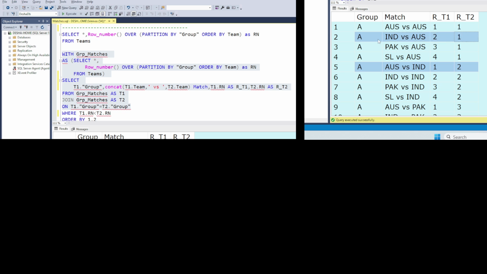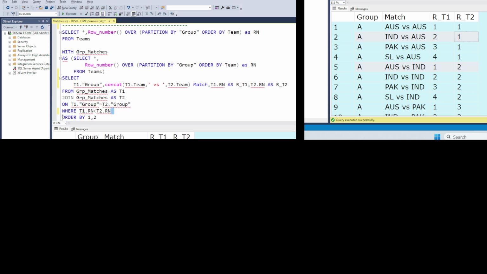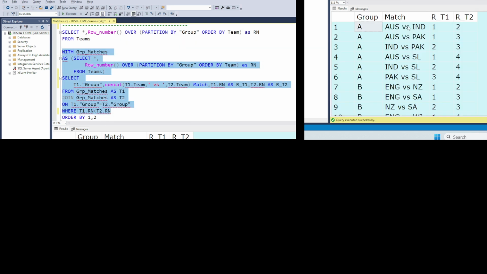See, India versus Australia or Australia versus India, both are the same, so we expect only one combination of these two. So I added one more condition, a where condition, based on these two columns, where T1 row number is less than T2 row number. Rn is the row number which I gave as the alias name. With this we get output with only possible and unique combinations.